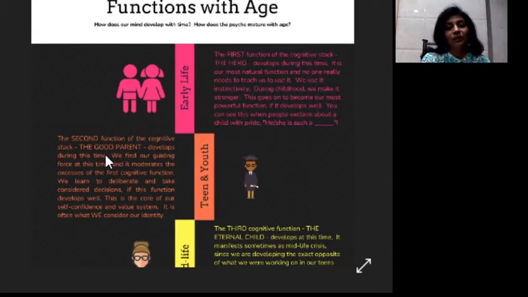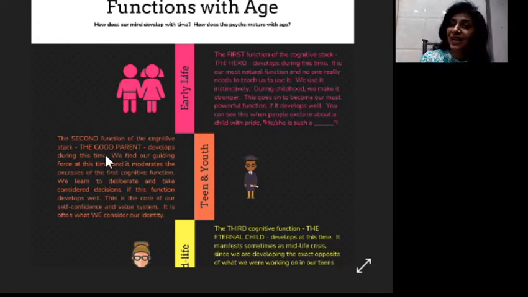Okay, so I've said before that our cognitive functions, our psyche, is made of two parts, right? The conscious psyche and the unconscious psyche. Totally, there are 8 positions, and the first 4 are part of our conscious psyche, and the next 4 are hidden in the unconscious. They're also called the shadow functions.